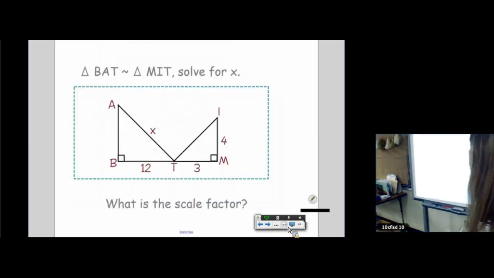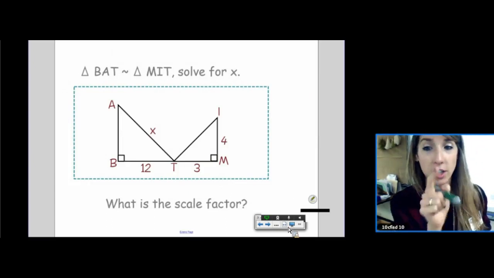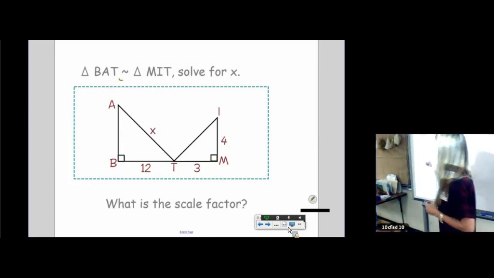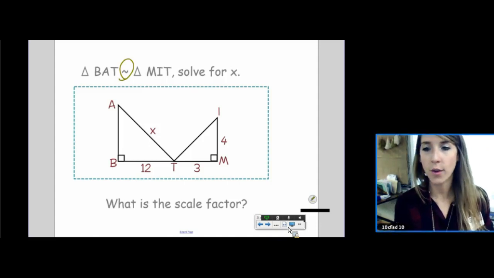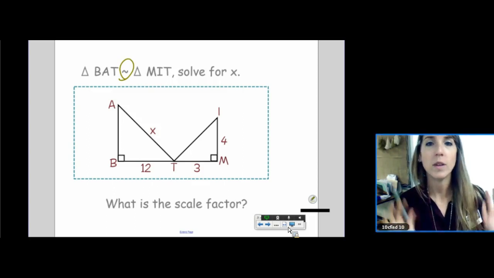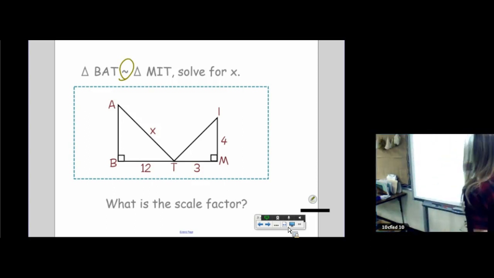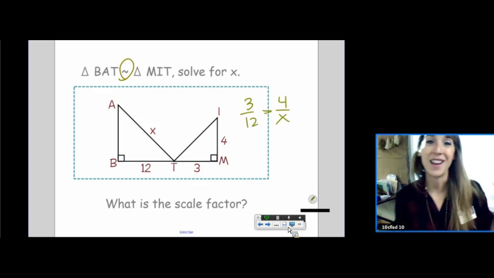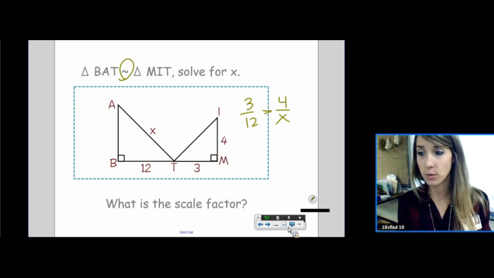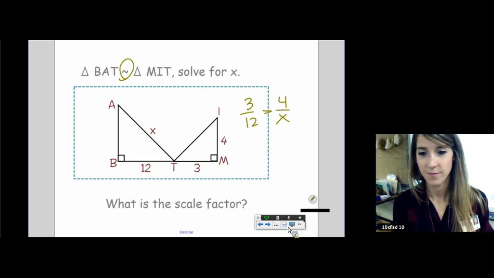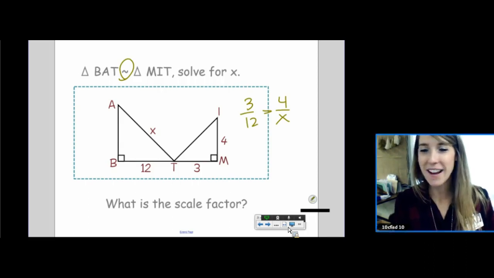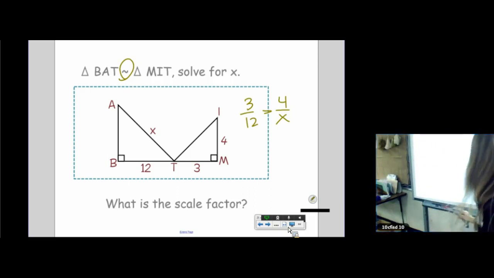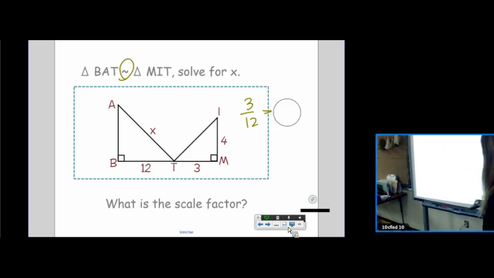All right. If triangle BAT is similar to, that's what this means, is similar to triangle MITT, solve for x. Now what's important is that normally on these problems, we set up a proportion. 3 is to 12 as 4 is to x. But I made a huge mistake there. What did I do wrong? They're not corresponding. I love how you use the word corresponding. These were not corresponding sides.